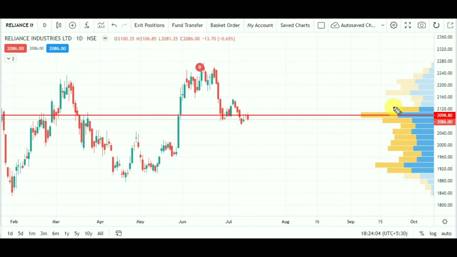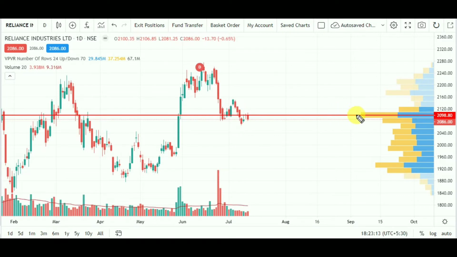Second, value area high and low. The topmost bar within the value area is called value area high, while the bottommost bar within the value area is called value area low.